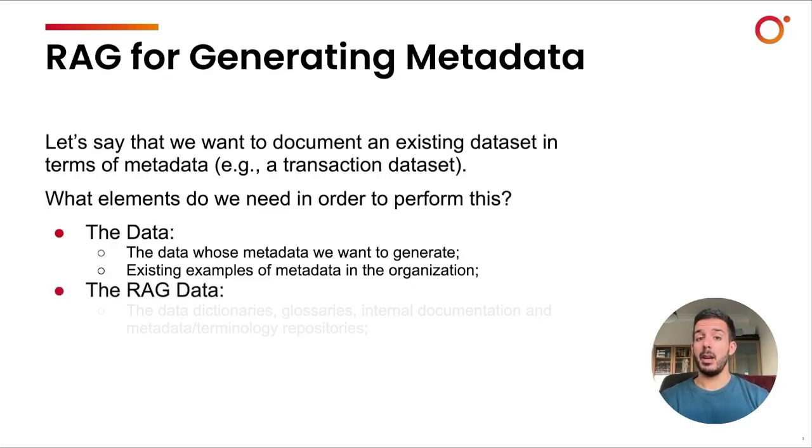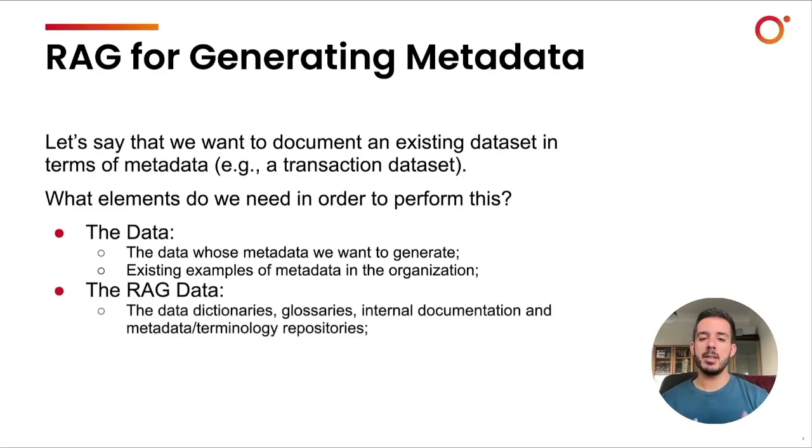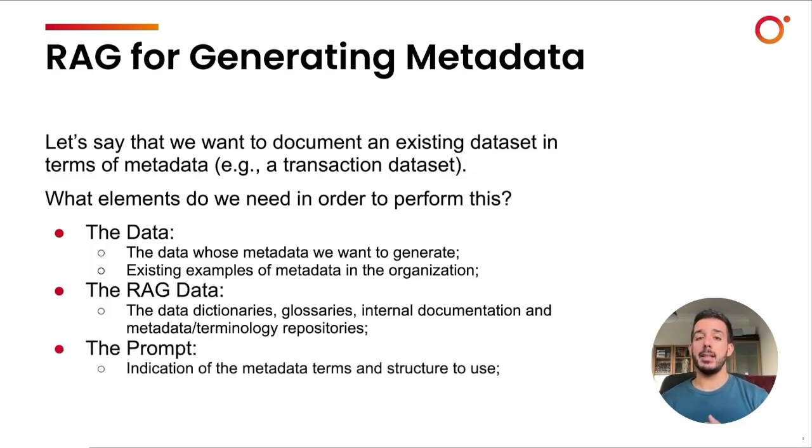Then, the RAG data are going to be, for example, the data dictionaries, the glossaries, the internal documentation repositories, or the repositories of metadata or terminology themselves. In other words, any additional information that helps us generate those metadata. And then the prompt is going to be something simple, such as an indication of the metadata terms and the structure to use. Or you can let the LLM figure it out from the existing metadata examples, but if you can be rigorous about what it should produce, even better.